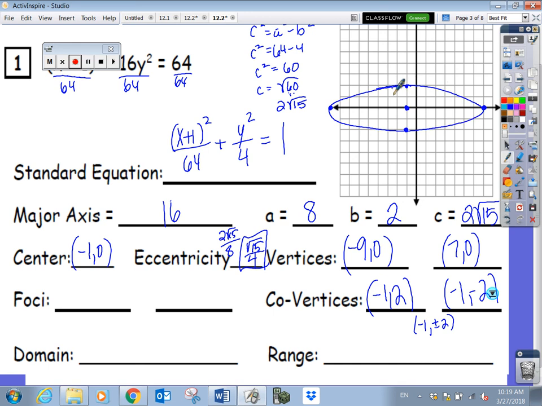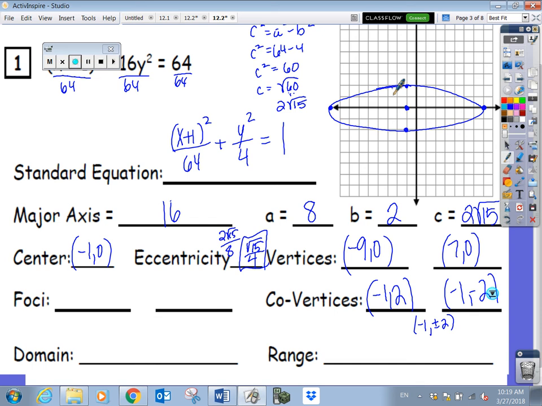Be sure that you don't just connect the dots and make it look like a diamond. It is not a diamond, it's an ellipse, so it's like a smushed circle. And then the foci, we have to plot those also, and they are a distance of 2 root 15 from the center. We don't have a calculator, so we have to think about this root 60.